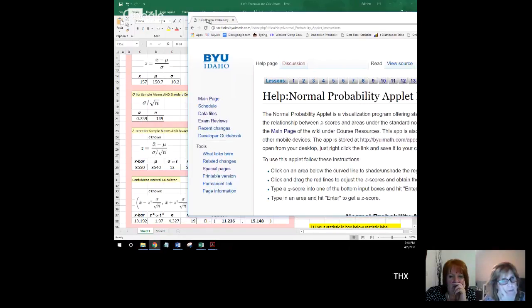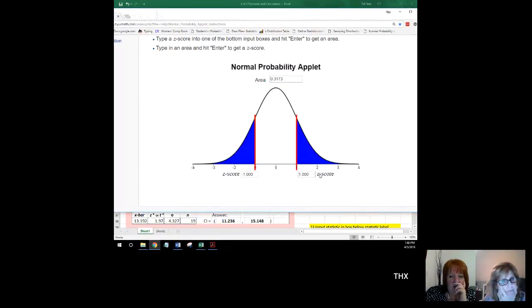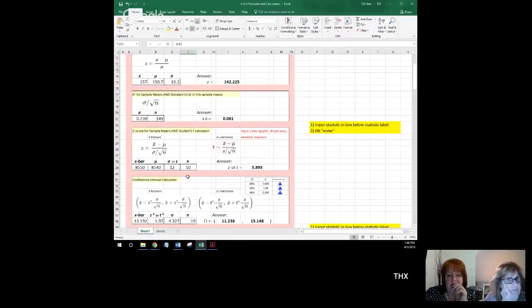So to change that, the mu was 8544. The standard deviation is 12, and we're going to change the n to 50. So given all that, we want to know the probability that the sample mean capacity of the 50 will be greater than 8540.